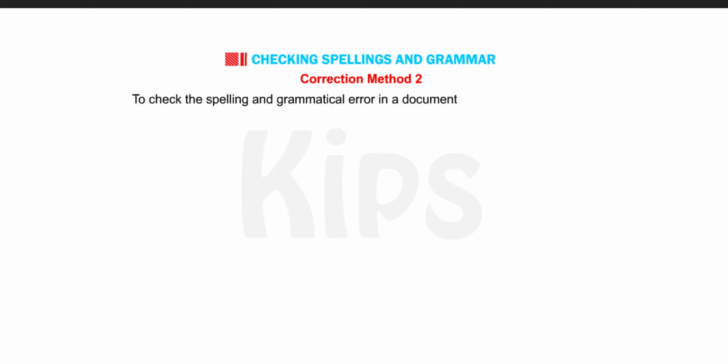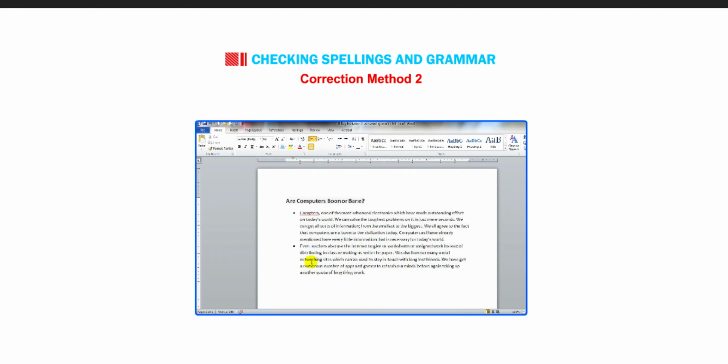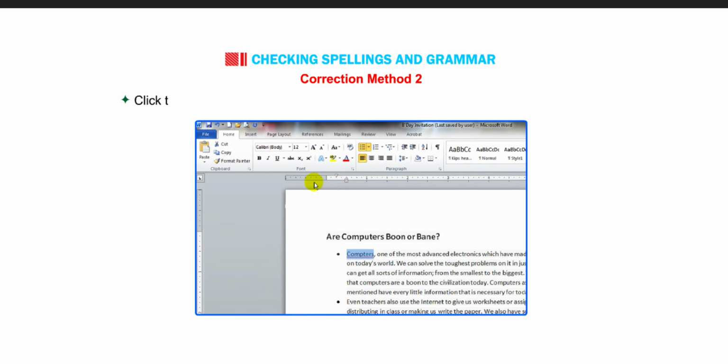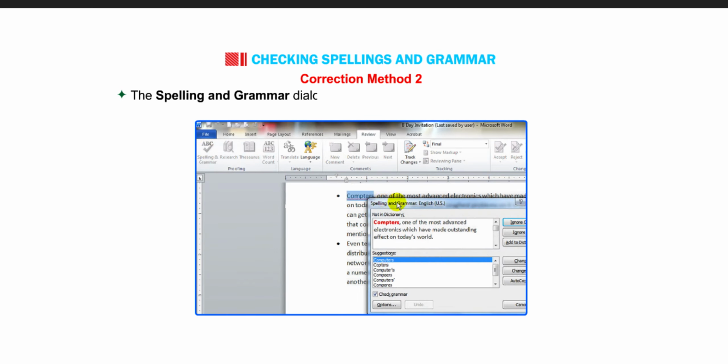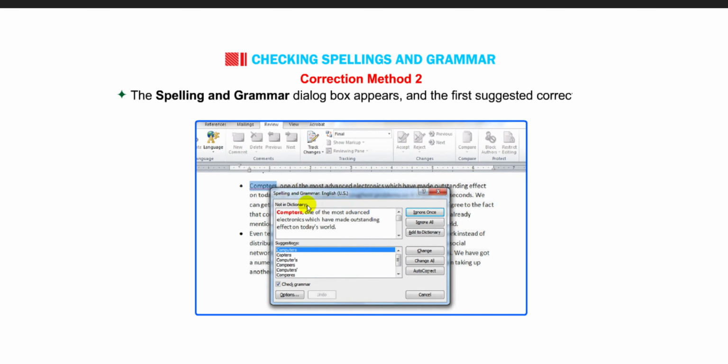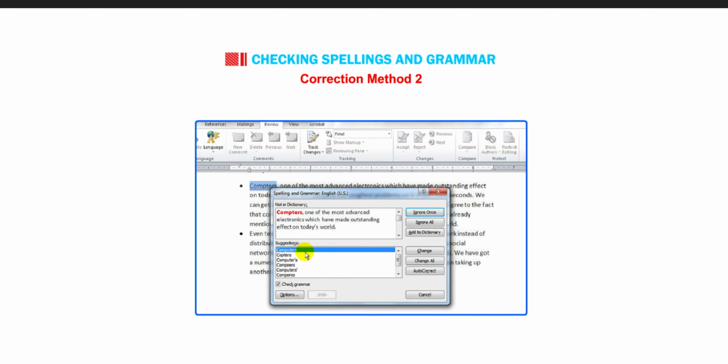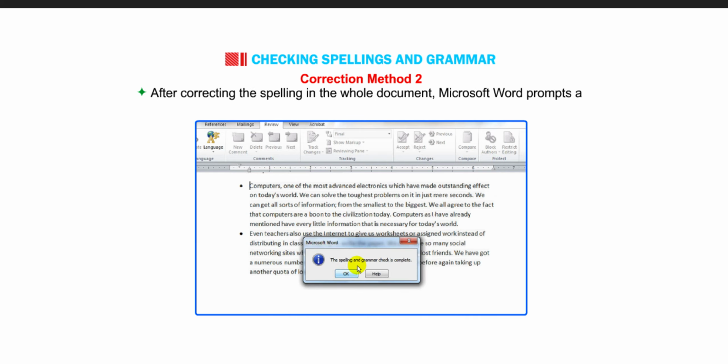To check the spelling and grammar errors in the document using the Spelling and Grammar tool, follow the given steps. Open a document that needs to be checked. Click on the Review tab and the Spelling and Grammar option in the Proofing group. The Spelling and Grammar dialog box appears and the first suggested correction is highlighted. Select the suggested correction and click the Change button. Then click Spelling and Grammar. Click OK on the Spelling and Grammar.